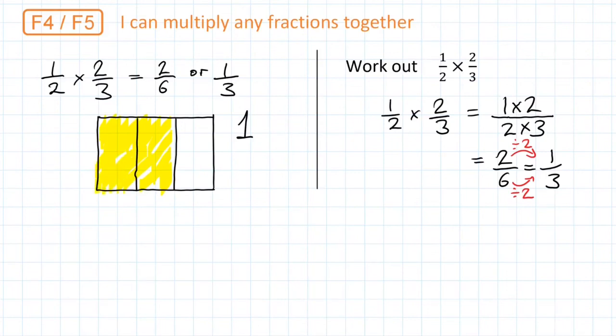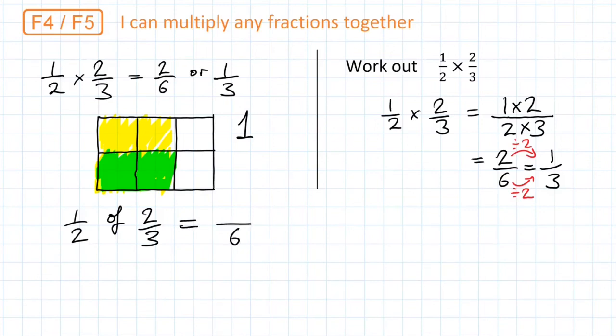Now I'm going to work out 1/2 of 2/3. So I'm going to cut the rectangle in half. And I'm going to shade in 1/2 of my 2/3. My rectangle's now cut into 6 pieces. And I've shaded in green 2 of those pieces. So 1/2 of 2/3 is equal to 2/6, which is the same as 1/3.